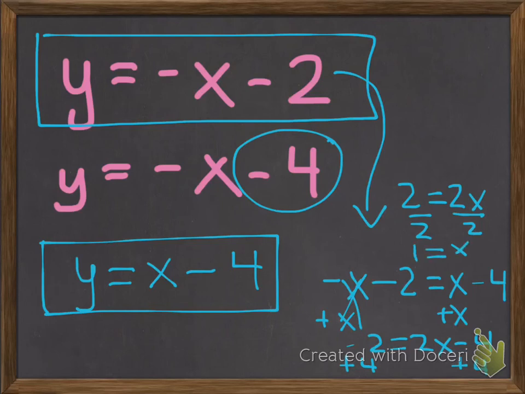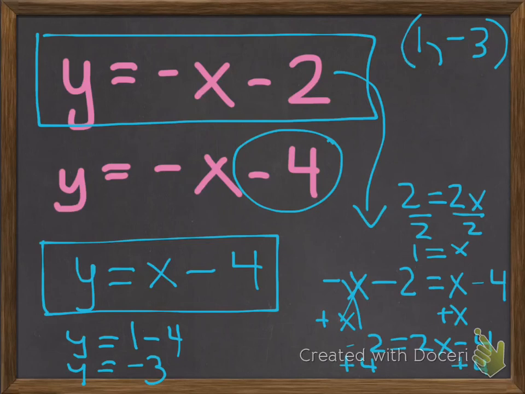So x would be 1, and we need to find y. We can plug it into either one of these that we used. So y is negative 3. So our point is 1, negative 3. And then we use the y-intercept that we used for this equation, the perpendicular equation, to plug that into the distance formula.